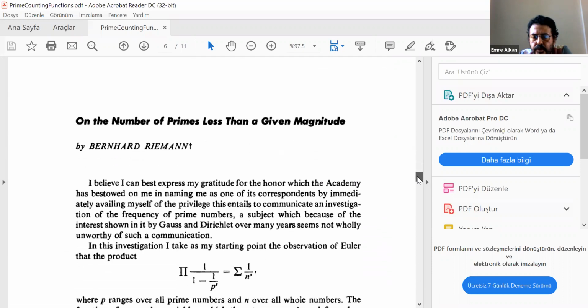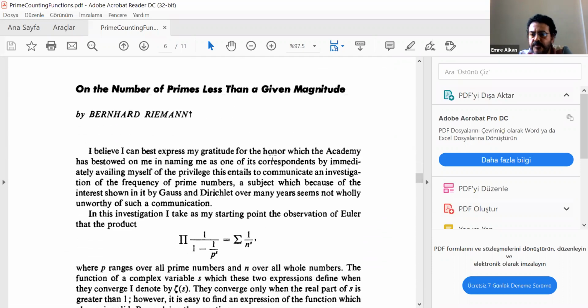So I just took a translation. You can find the translation of his paper. It's kind of interesting because this is his only paper, and I find his wording interesting here. First of all, Riemann was given a task from the academy. He was given an honor, and really the academy gave him a task. I mean, it's understood like this. He has the privilege of communicating an investigation on the frequency of prime numbers. And he says that this is a subject because of the interest shown in it by Gauss and Dirichlet.